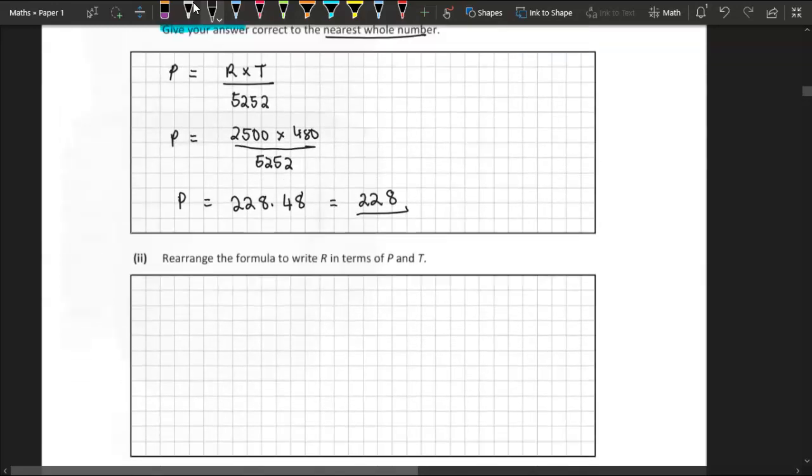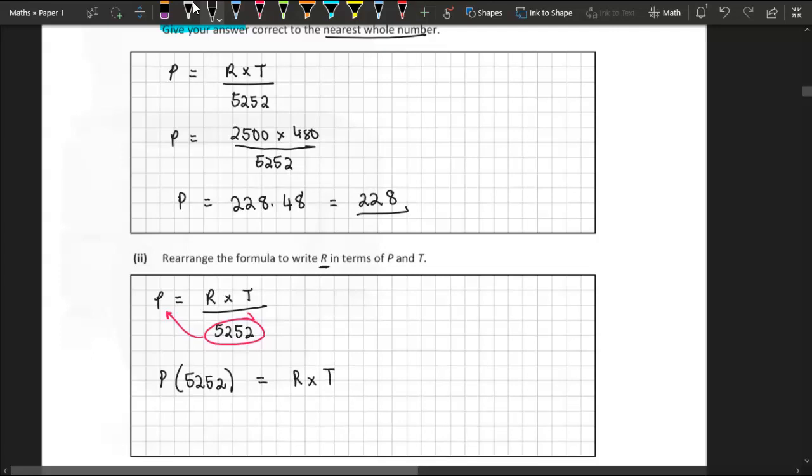So your formula here, P is equal to R multiplied by T all over 5252. We need to get the formula to write R in terms of P and T, which means we need R on the left hand side. So the first thing we want to do is move this 5252. This is a problem. So we're going to bring it over the other side, so I'm going to multiply it by P. So what we've got is P multiplied by 5252, and that's going to be equal to R multiplied by T.